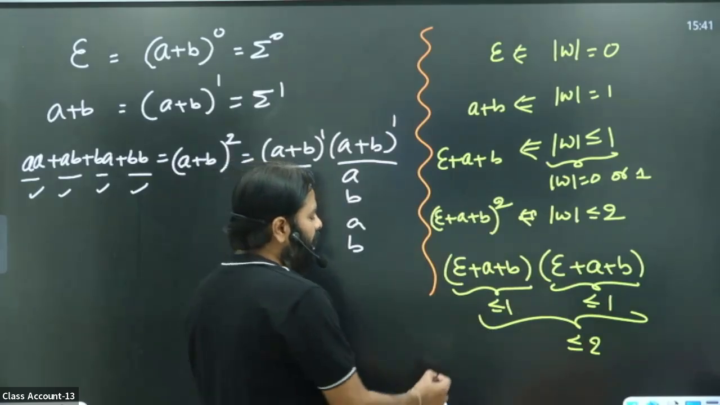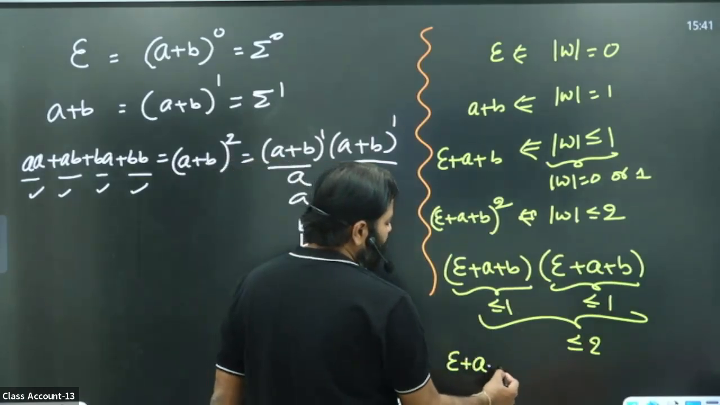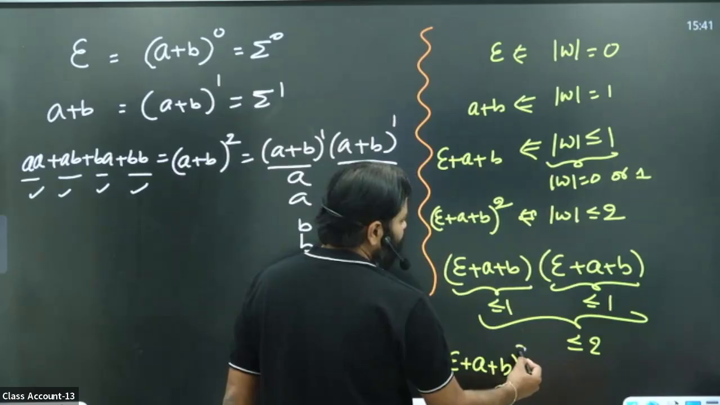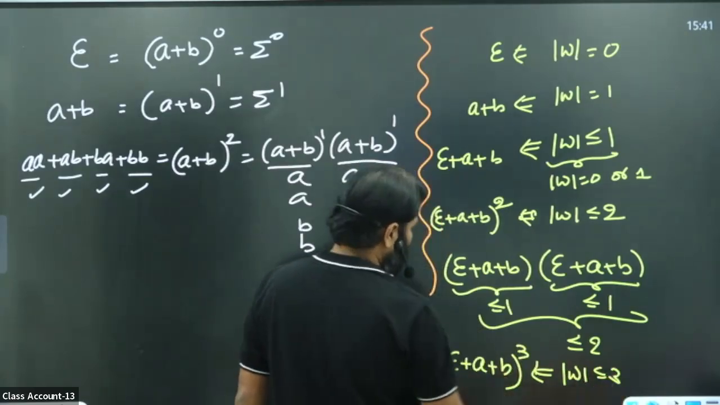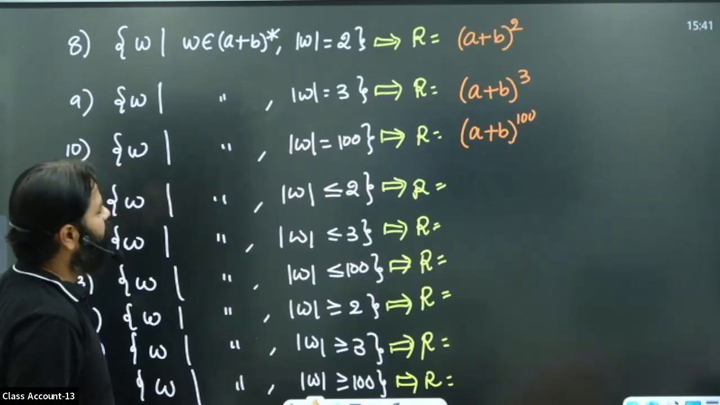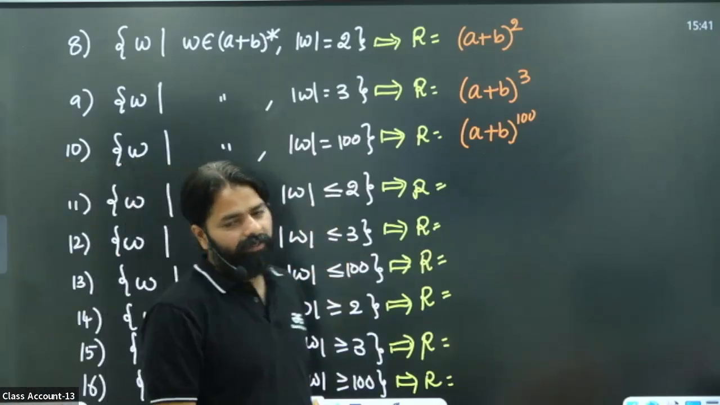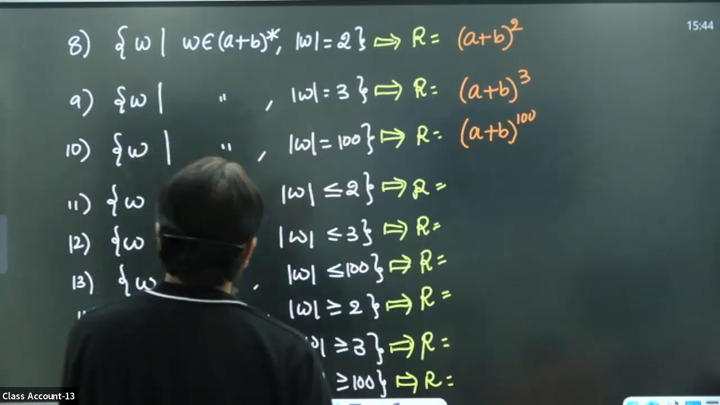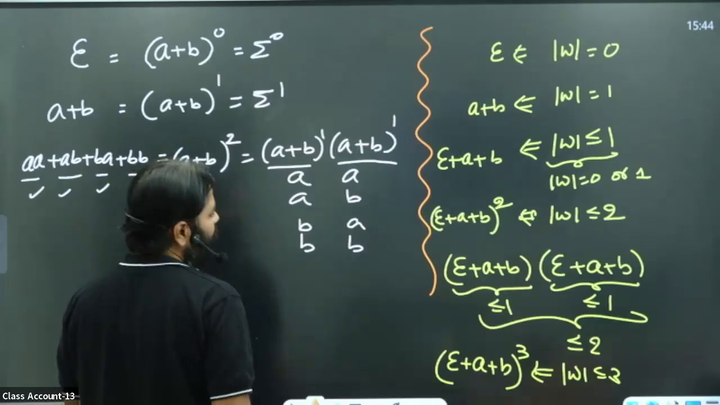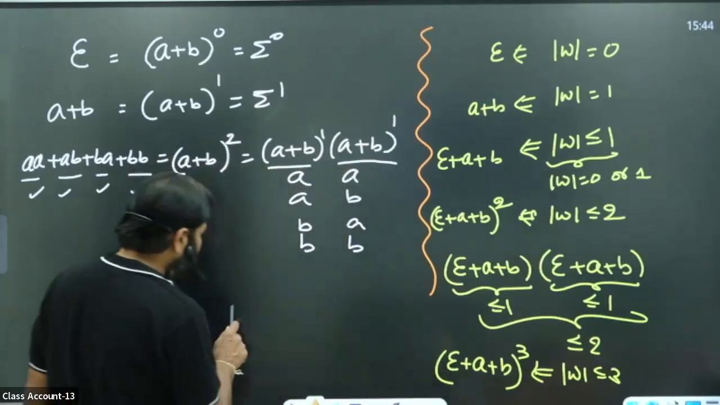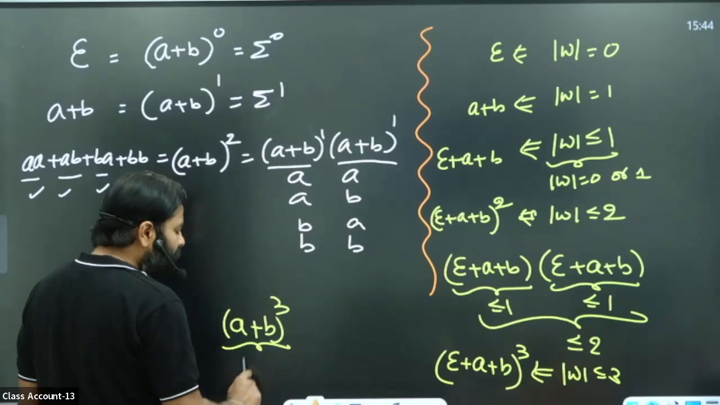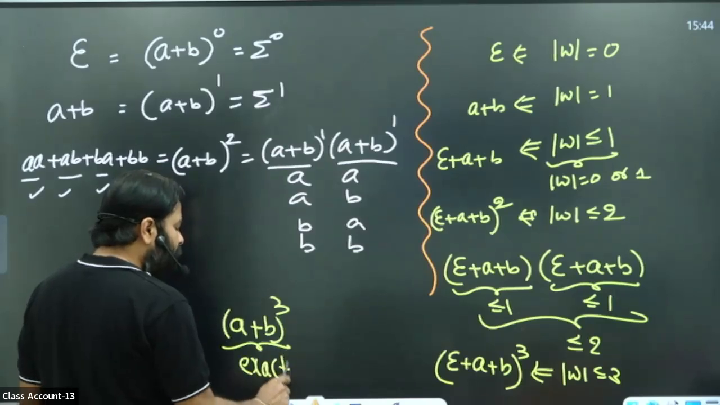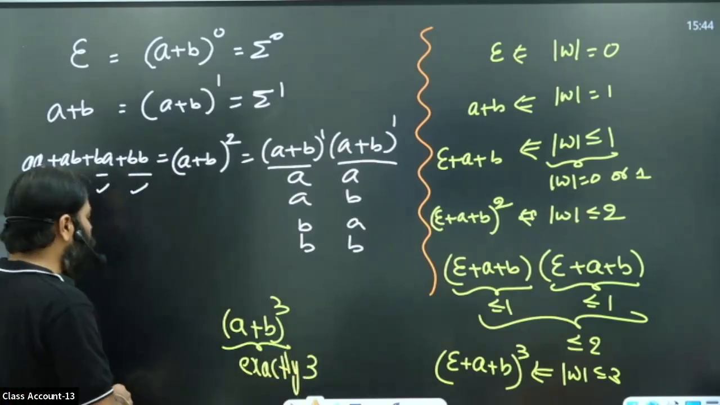If anybody writes epsilon plus a plus b power 3, it will give you a maximum of 3 length. Like now you have a question: at most 2, 3. Now can you write it? If you don't add epsilon, what happens? If you don't add epsilon, a plus b power 3, can it give 0 length? This will give you exactly 3 length. We don't want exactly, we want at most.